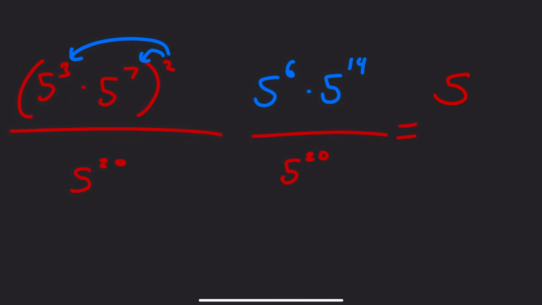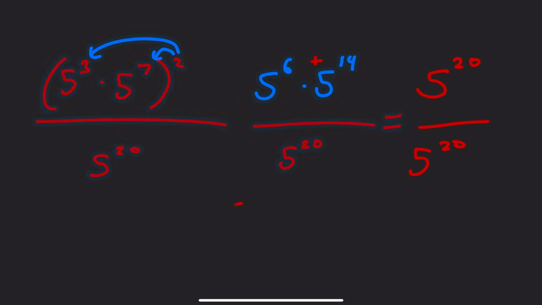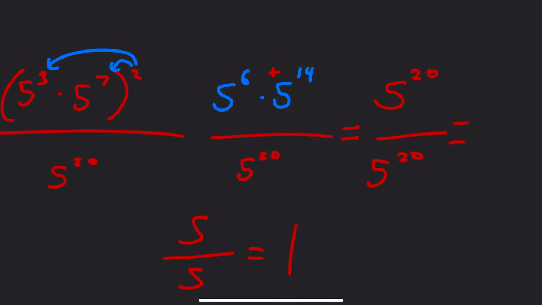So 6 plus 14 is 20, right? We add the exponents on the top. And then on the bottom, 5 to the 20 stays as well. We know that when we divide anything by itself, right, if the top is the same as the bottom, 5 divided by 5 is 1. So in this case, 5 to the 20th power divided by 5 to the 20th power is equal to 1.